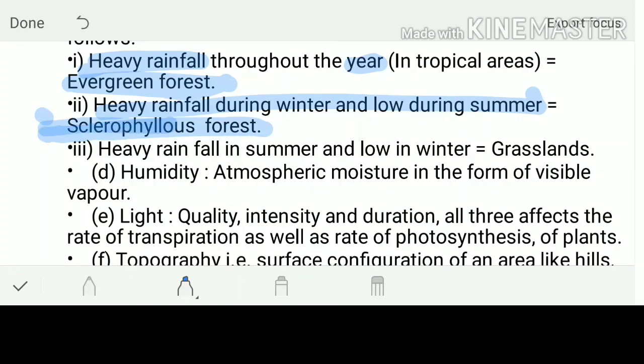If heavy rainfall throughout the year, evergreen forest. If there is heavy rainfall during winter and low rainfall during summer, it will be sclerophyllous forest. If there is the vice versa case, heavy rainfall in the summer and low rainfall in the winter, it will be giving you grassland. Humidity is also a factor, that is also called the atmospheric moisture, which is in the form of visible vapor.